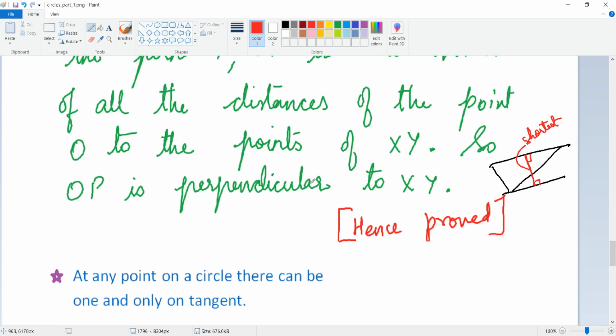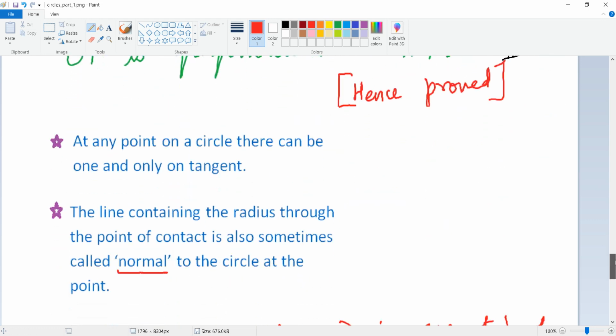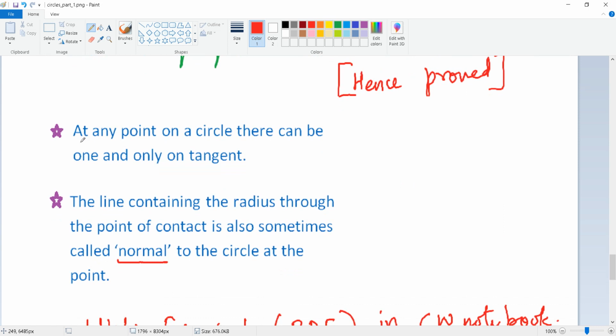Now based on this we get two more notes. Let's say at any point on a circle there can be only one tangent. You know this, right? If I have a circle and I give a point over here, there can be only one tangent drawn at this particular point, not more than one, okay?